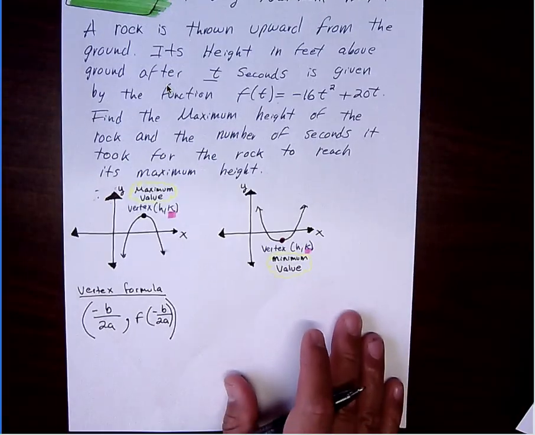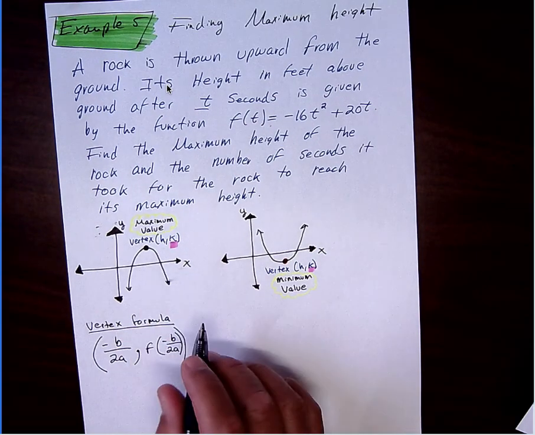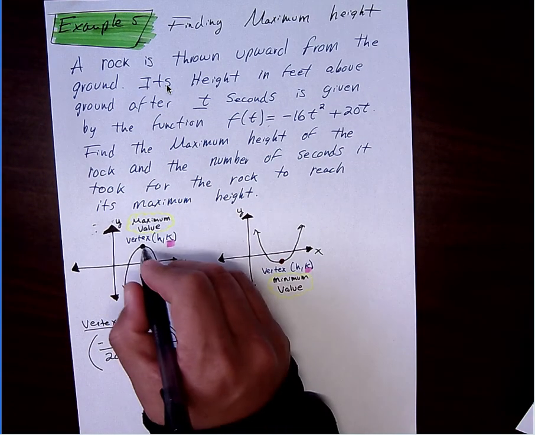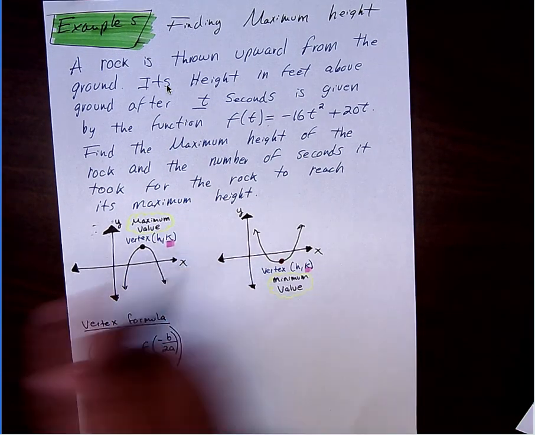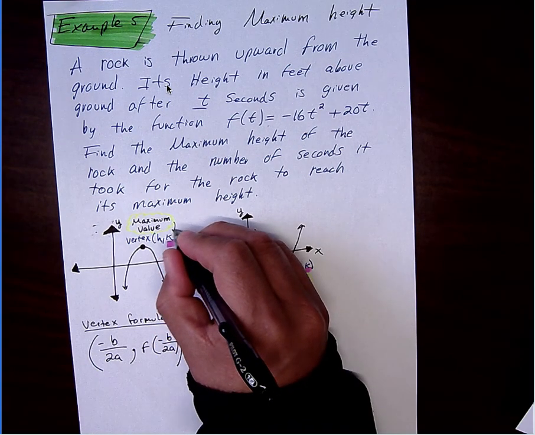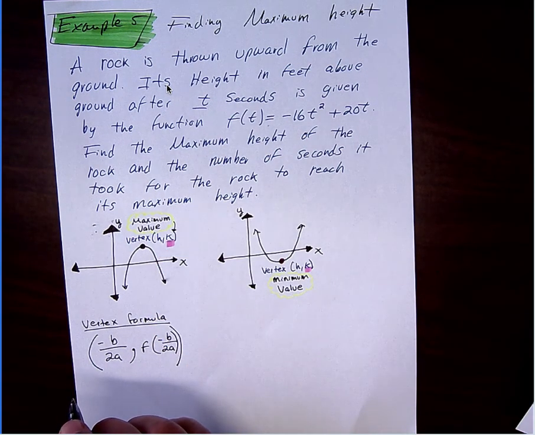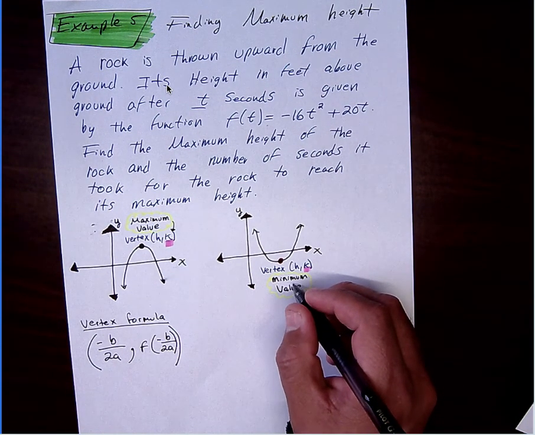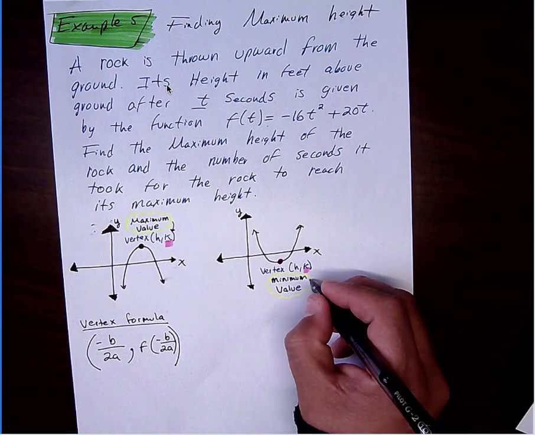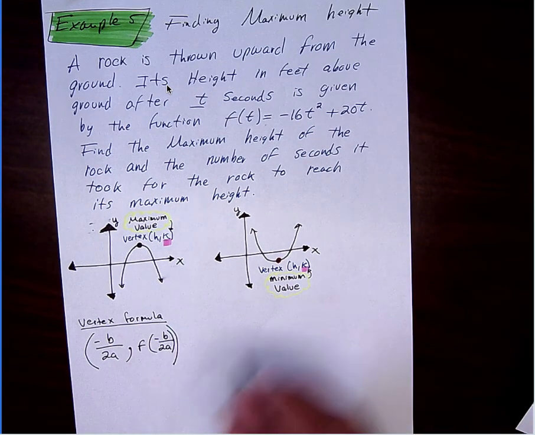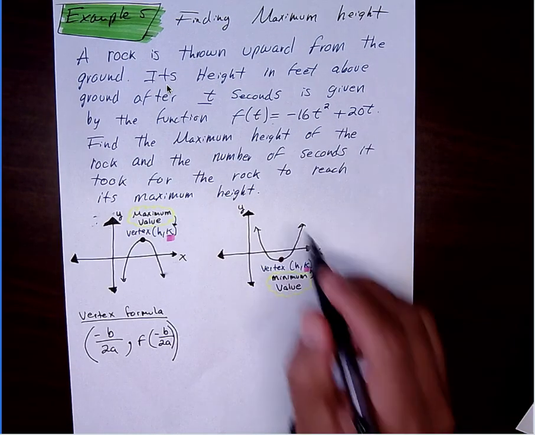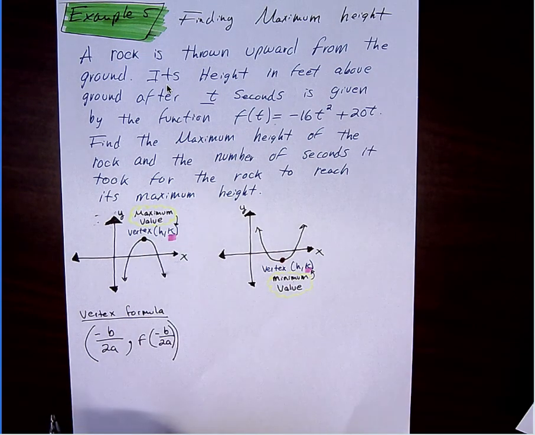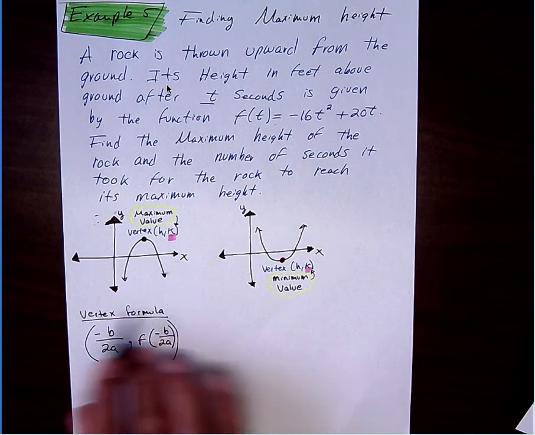Example 5 is just talking about the parabola. When it's opening downward, the k of the vertex would be the maximum value. When it's opening upward, it doesn't have a maximum anymore, but it has a minimum, and it's again the same k. So if it opens up, it has a minimum value and it's k. If it's opening down, it has a maximum value and it's k. And we use this formula to find that.